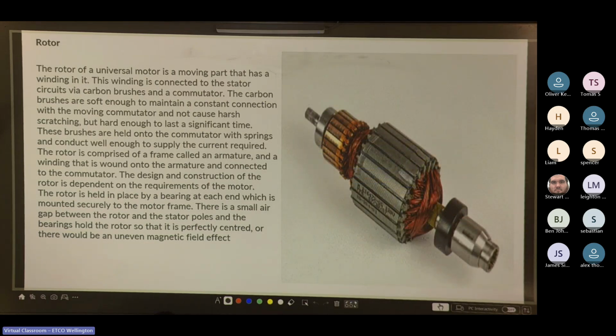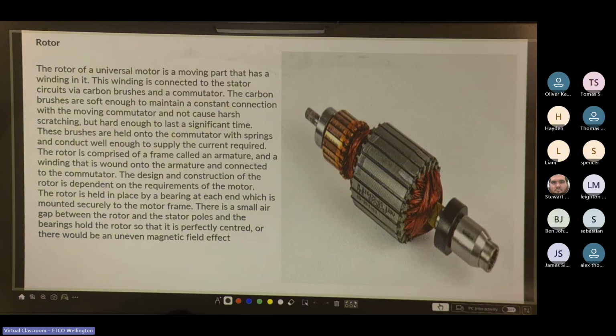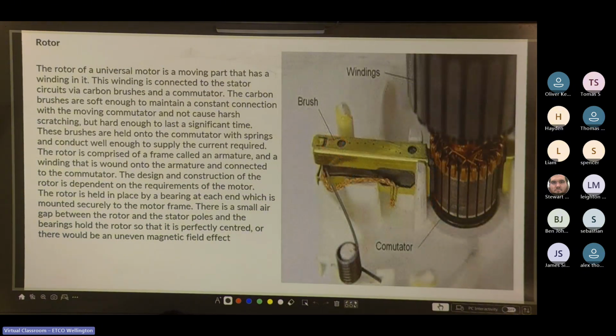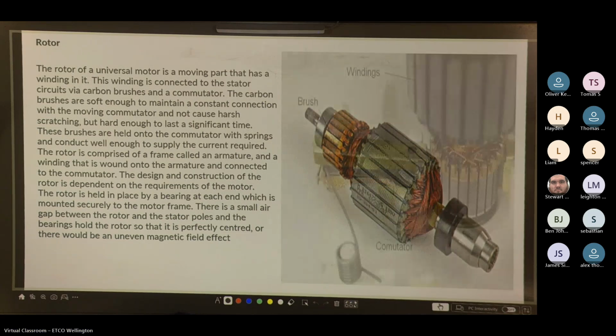The design and construction of the rotor is dependent on the requirements of the motor. The rotor is held in place by a bearing at each end, which is mounted securely to the motor frame. There is a small air gap between the rotor and stator poles, and the bearings hold the rotor so that it is perfectly centered, or there would be an uneven magnetic field effect.